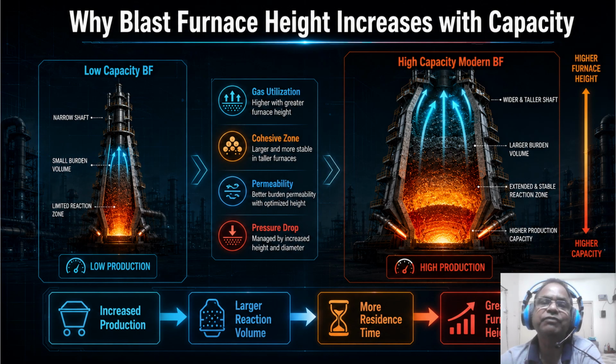Now if we keep the same furnace height while increasing production, the burden will not get enough residence time for the complete reduction. So modern furnaces become both wider and taller. The wider profile helps to maintain the permeability and gas flow. The taller profile provides sufficient residence time and reaction volume. That is why furnace height grows with the capacity. In other words, higher production demand, larger reaction space, and longer gas-solid interaction time. But how do engineers systematically determine the height? That complete design workflow is shown in the next slide, which is going to be a very important one also.